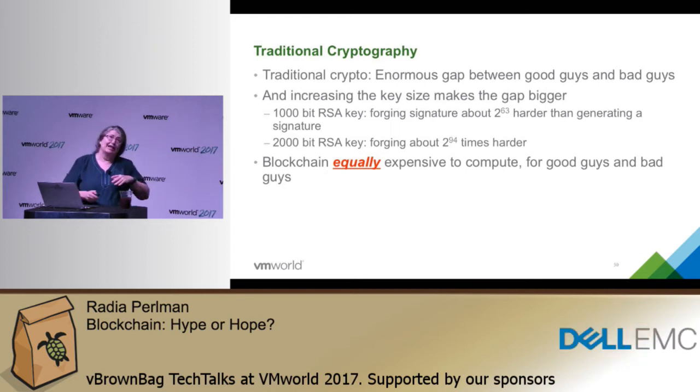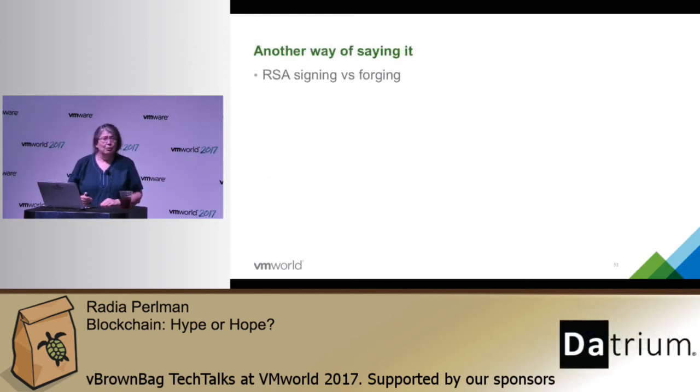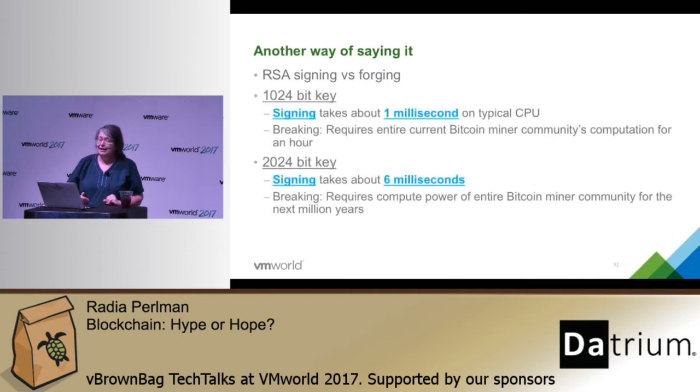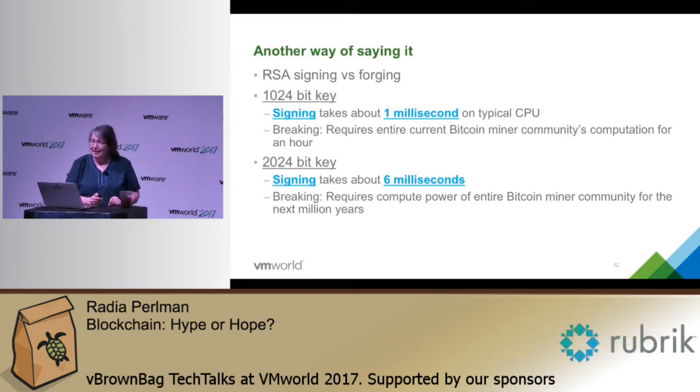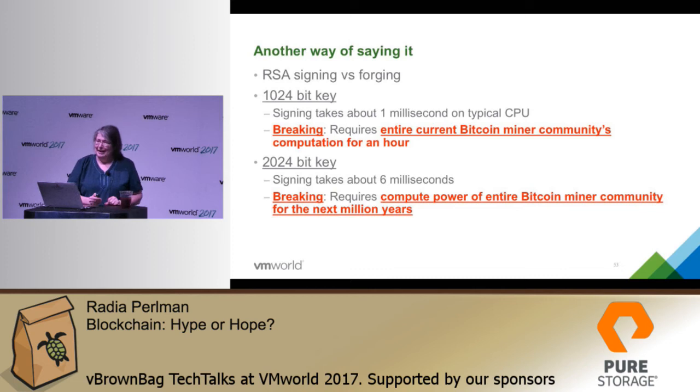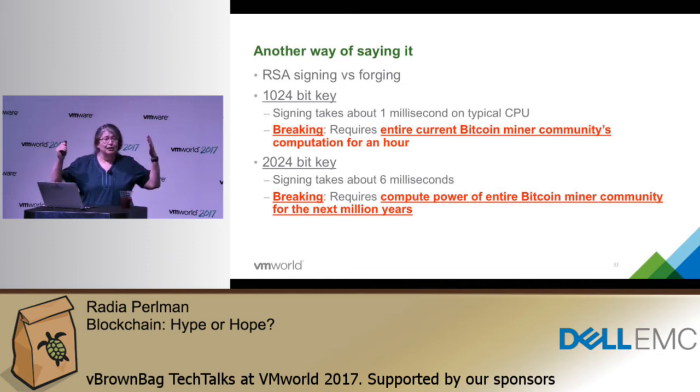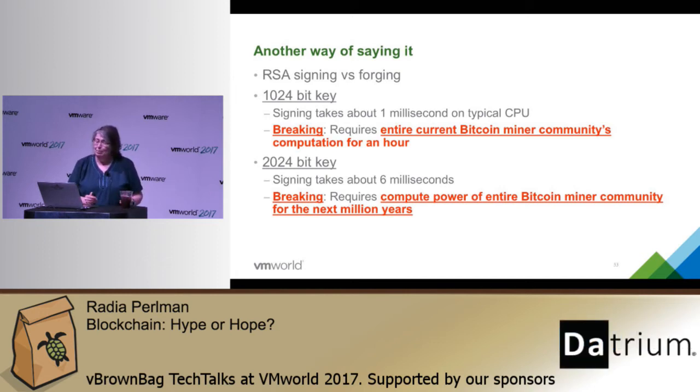Now again, 2 to the 63, 2 to the 94, I've been trying to figure out how to make this understandable. So another way of saying it is with RSA signing versus forging, if you use a 1,000-bit key, signing takes about 1 millisecond on a typical CPU. And if you double the size of the key to 2,000 bits, signing takes about 6 milliseconds if you know the private key. But breaking 1,000-bit would take the entire current Bitcoin miners community computation for an hour, but if you double the size of the key to 2,000 bits, breaking a 2,000-bit RSA key would require the compute power of the entire Bitcoin mining community for the next million years.